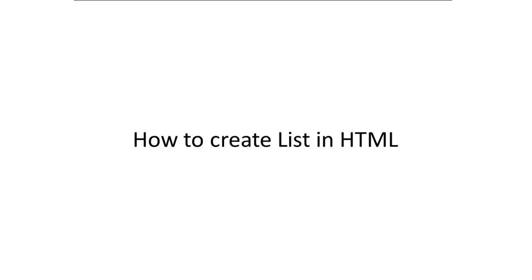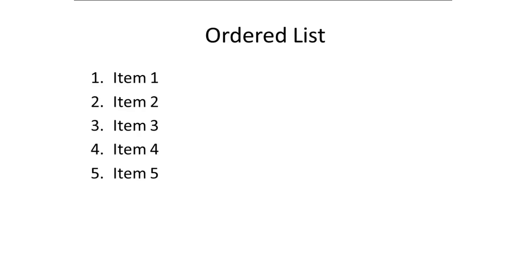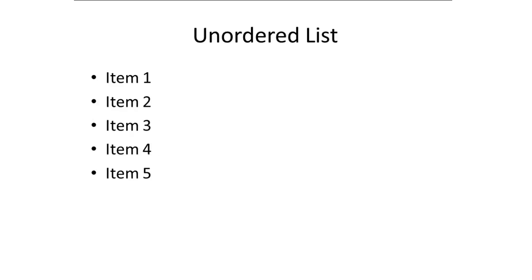In this tutorial, we will see how lists are created using HTML. Before we begin, you should know that there are two main types of lists, an ordered list and an unordered list. An ordered list contains numbered items, while an unordered list contains items in the form of bullets.